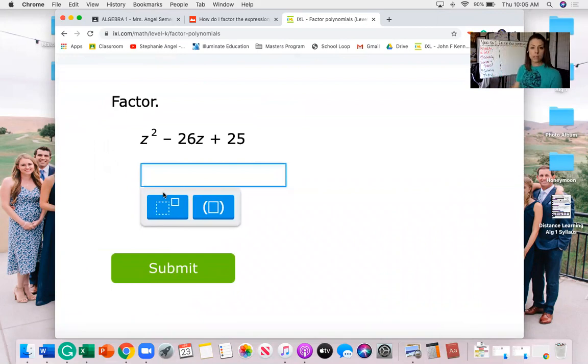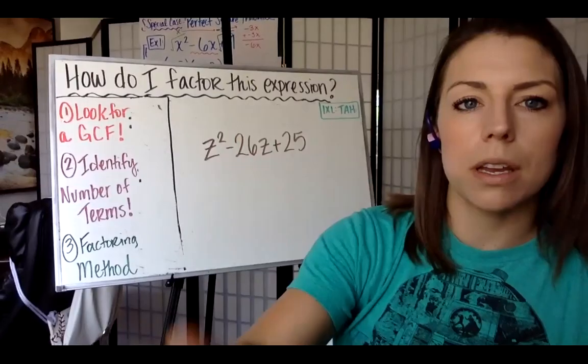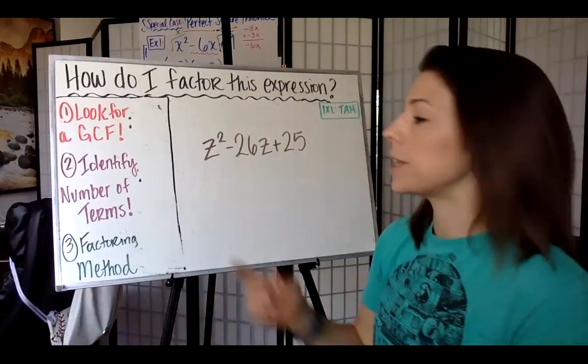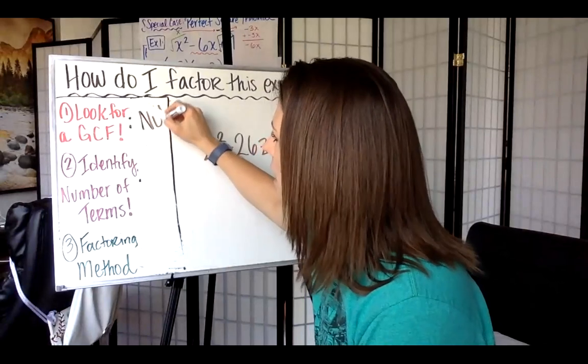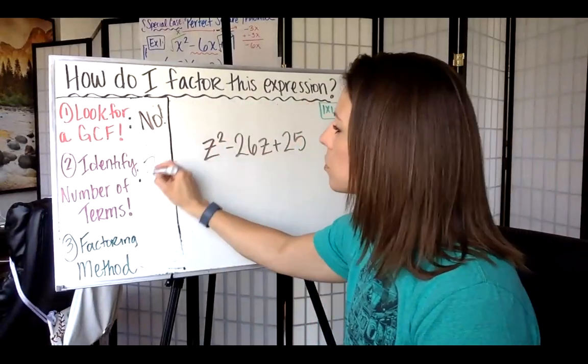Okay. Z squared minus 26Z plus 25. All right, let's go through this process. This one will be pretty quick. Is there a GCF? No, because there's no leading coefficient. That means there's not a GCF here. I think you can tell that. Nope. It has 3 terms.